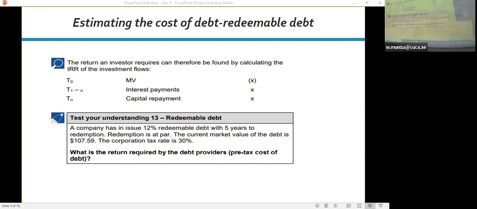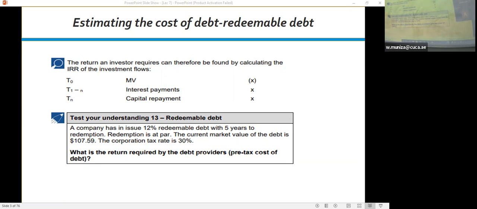Let's read the scenario. A company has issued 12% redeemable debt. So 12% is the coupon rate, with 5 years to redemption. The time period in which the debt has to be redeemed is 5 years. Redemption is at par. 100 is going to be returned, converted to its present value. The current market value of the debt is 107.59. The corporation tax rate is 30%.